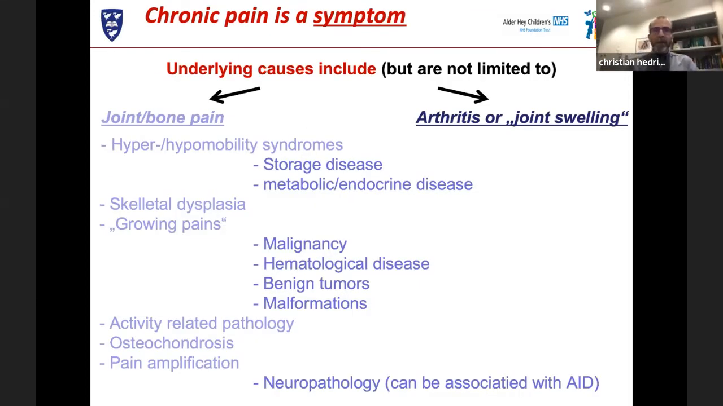So summing this up, chronic pain is a symptom and not a diagnosis. There is a number of underlying causes, which include, but certainly aren't limited to hyper, but also hypomobility syndromes, storage disease, metabolic and endocrine conditions, skeletal dysplasia, growing pains, malignancy and hematologic disease, benign bone tumors, bone and skeletal malformations, activity-related conditions, osteochondrosis, pain amplification, and this, I think, especially needs to be seen in the context of neuropathology, such as small fiber neuropathy.